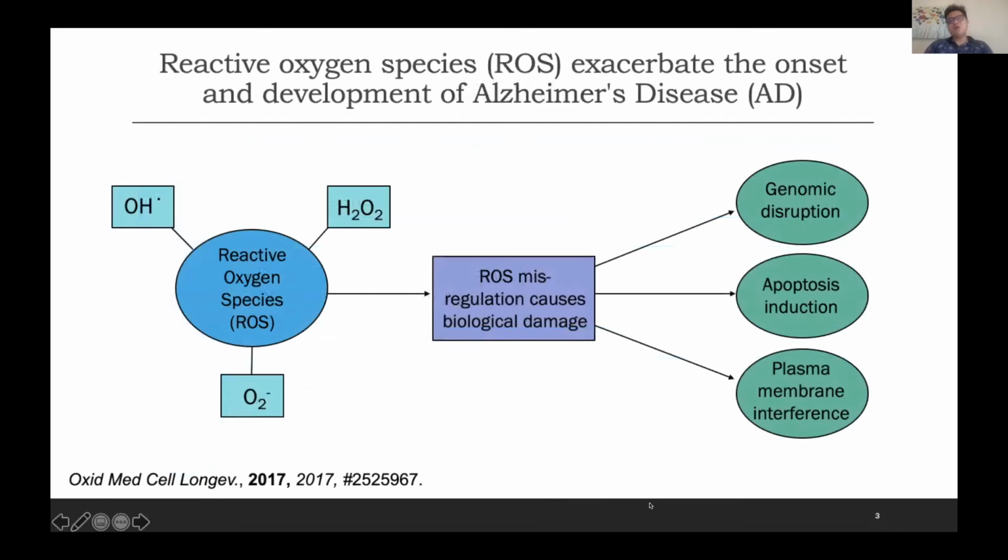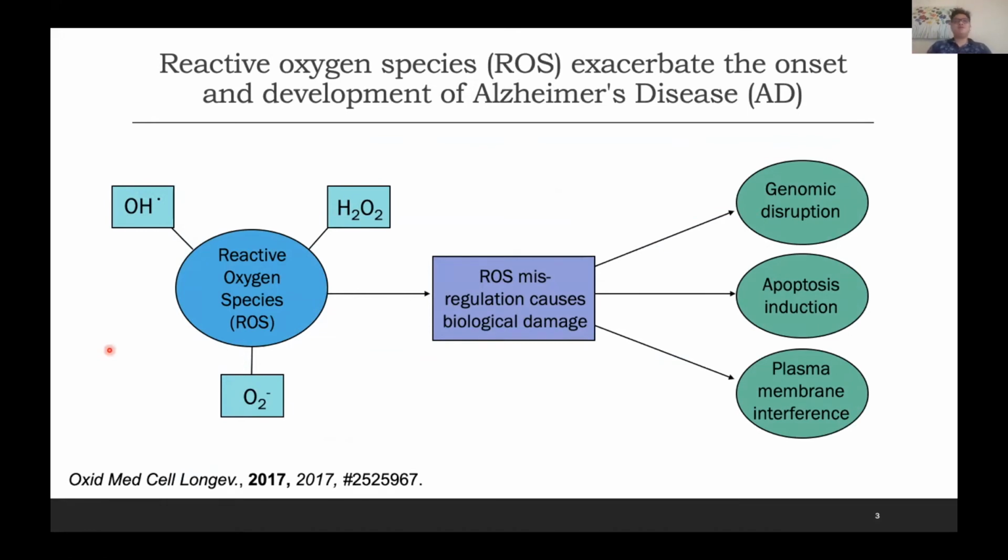So to first begin, when we consider Alzheimer's disease, which is a neurodegenerative disease, the current literature pinpoints reactive oxygen species, or ROS, as one of the main contributors to the onset and development of AD. Some examples of ROS include hydrogen peroxide, as well as the free oxygen radicals, the hydroxyl and superoxide radical. Now, I want to point out that ROS often gets a bad name, however, it is a very normal part of metabolism as well as other biological processes. However, when ROS is misregulated, it causes a plethora of biological damage, including even cell death.